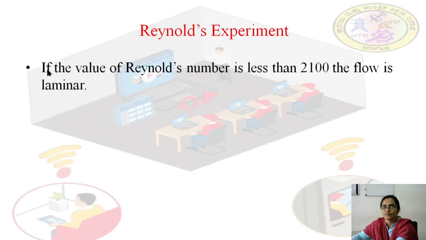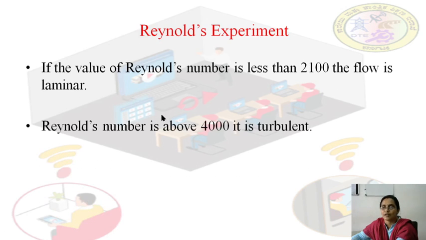So we know Reynolds number is represented by NRe. If the number is less than 2100, the flow is laminar. Reynolds number above 4000, it is turbulent. It is denoted by NRe.